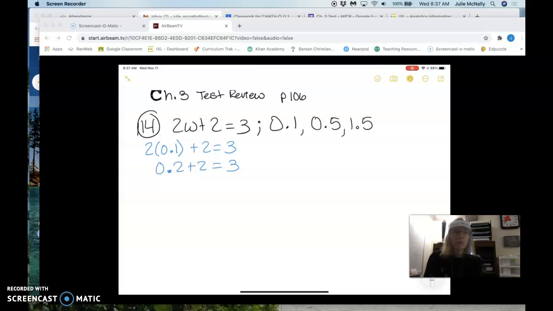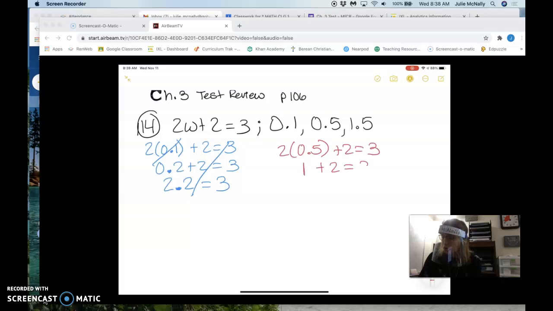And then I'm just going to add those together. 0.2 plus 2 is just, good. 2.2. Does 2.2 equal 3? No. So that doesn't work. How about 0.5? So 2 times 0.5 is 1. What's 1 plus 2? Does 3 equal 3? Yes, so 0.5 works. Let's try the last one just in case.